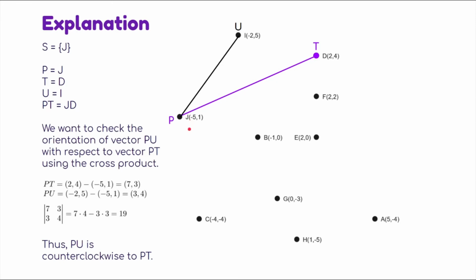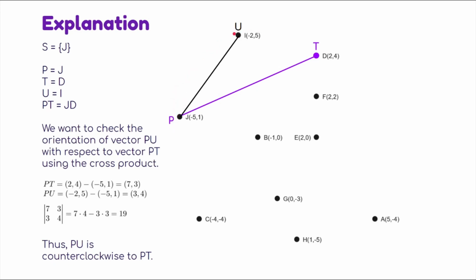Next, in order to find the next point in the hull, we want to find the most clockwise vector that is formed by this pivot point and all other points in the set. And we want the most clockwise vector. So let's choose some arbitrary point in the input set. Let's choose D and name it T. Then we choose another point. Let's choose I in this case, and let's name it U.